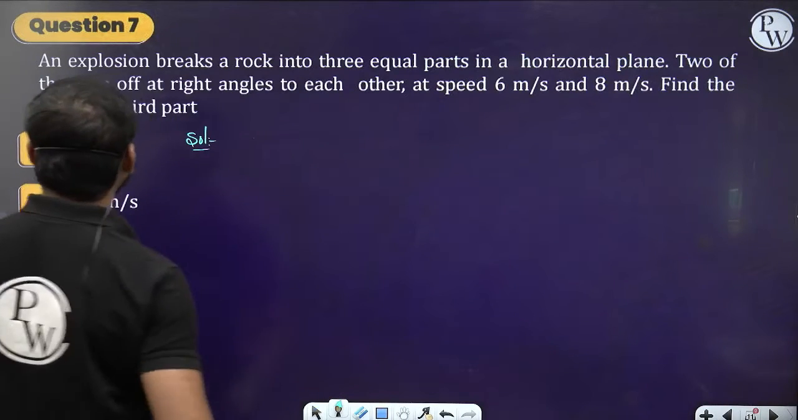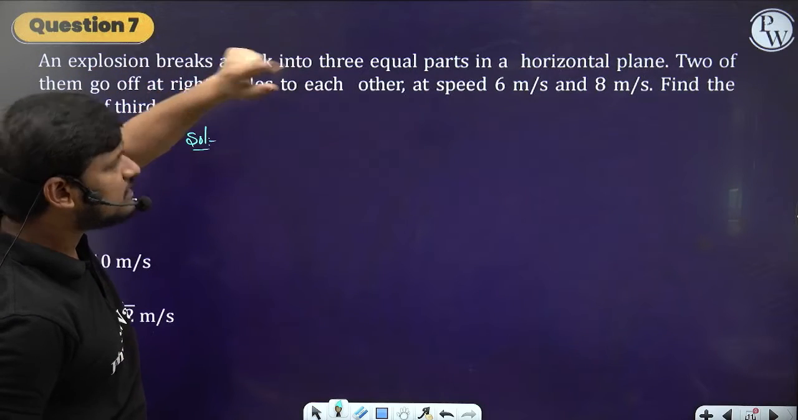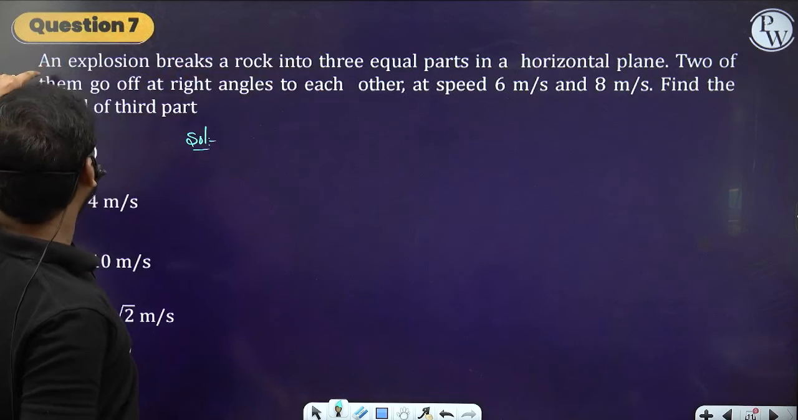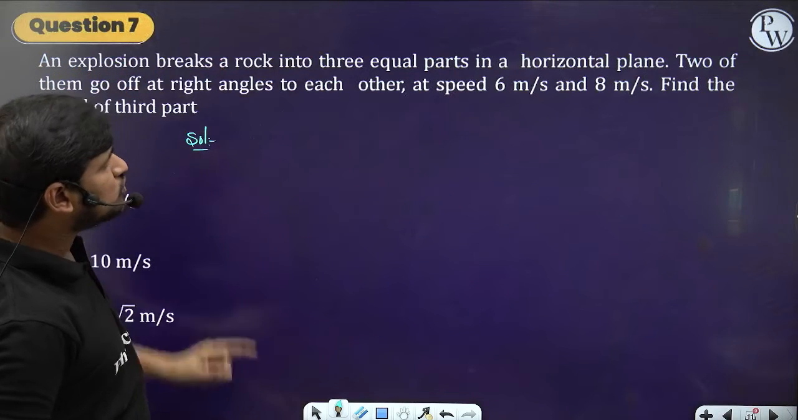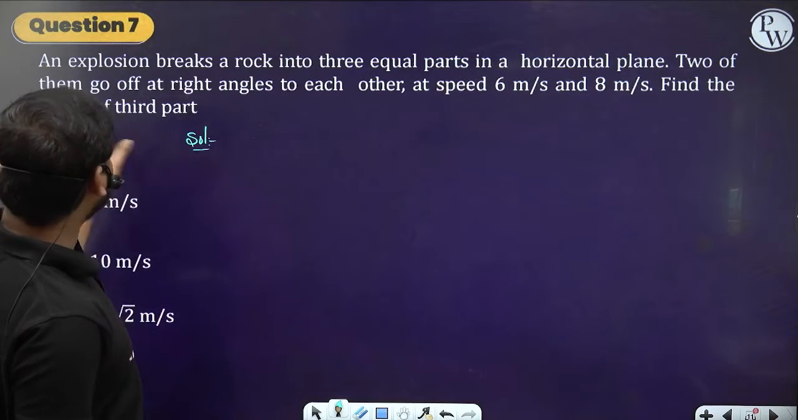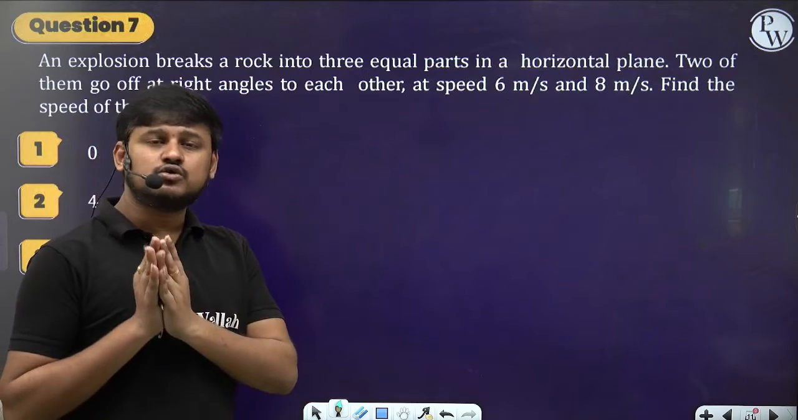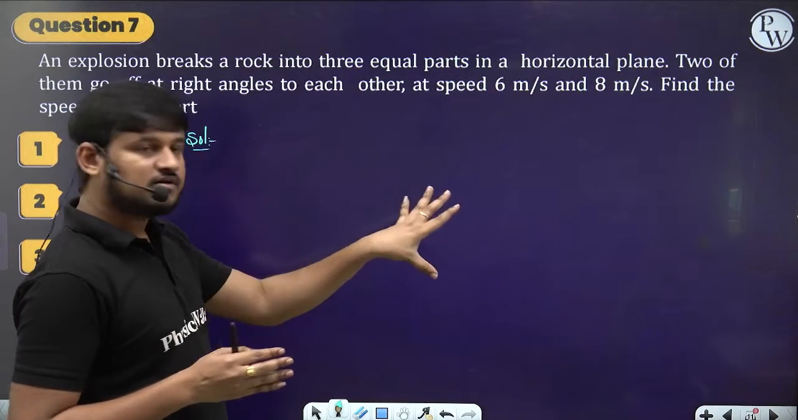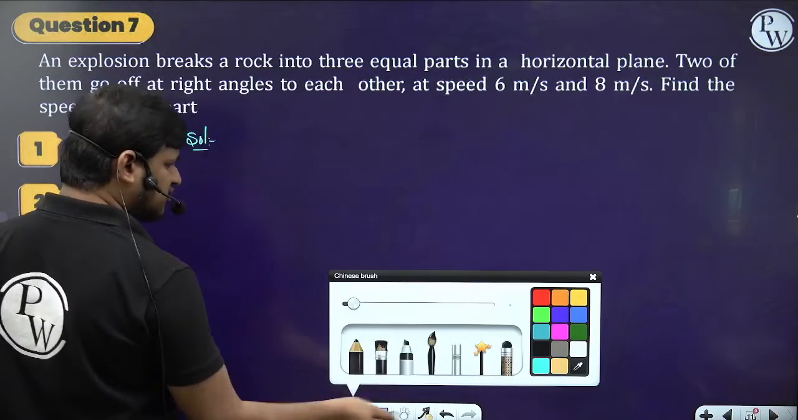What does the question say? An explosion breaks a rock into 3 equal parts in a horizontal plane. 2 of them go off at right angles to each other at speeds 6 meter per second and 8 meter per second. Find the speed of the third part. This kind of question we can solve by 2 methods. I'll tell the first, the long procedure method, then I'll tell the shortcut simple procedure. So we'll solve by 2 methods.